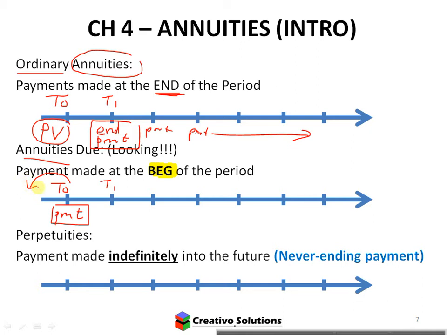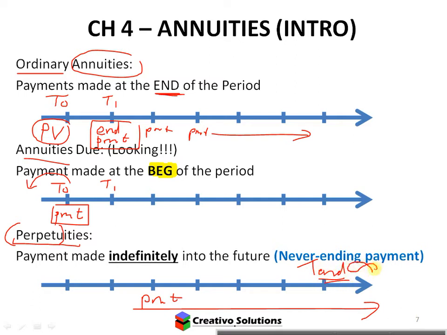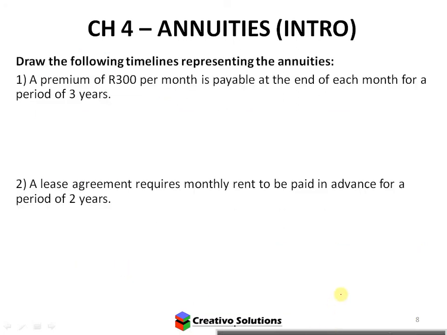What is a perpetuity? A perpetuity is a never-ending payment. Easiest way to remember, just think about the word perpetual. Perpetual means never-ending, so payments made indefinitely. Do these payments end? No, you'll have payments forever, long after the last one. It'll never ever end. This will go to infinity. That's a perpetuity.